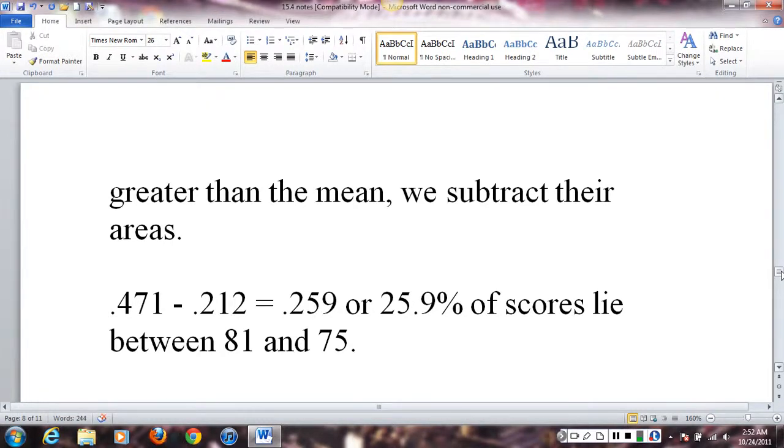So you could estimate a top quarter of the class scores between a 75 and 81. Now again, remember, whether they're both positive z-scores or both negative z-scores, the way this chart is set up, to find the area between the two data values, you subtract. Whereas when one's positive and one's negative, you add the two data values.